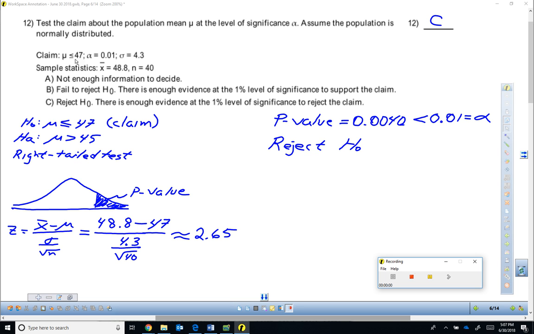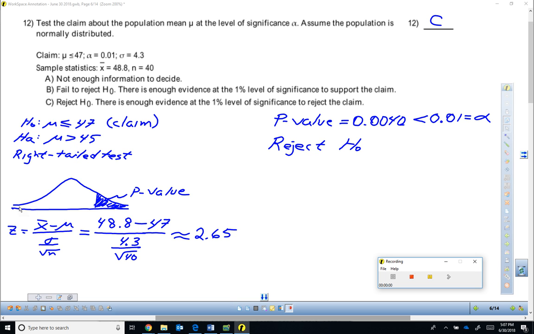So according to the claim, and because this contains the equality, that is going to be the null hypothesis. So we have to write H0: is the mean less than or equal to 47, and we put here claim. The complement of this statement is going to be the alternative hypothesis, and that is mu bigger than 47. Because the alternative contains the greater than symbol, this is going to be a right tail test.